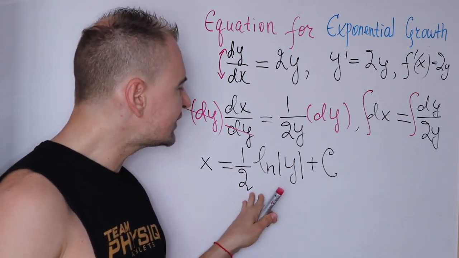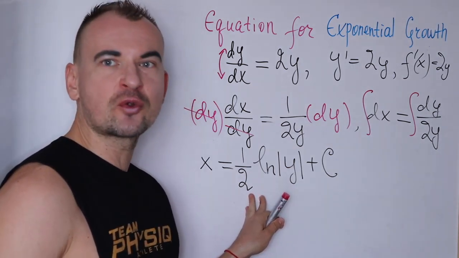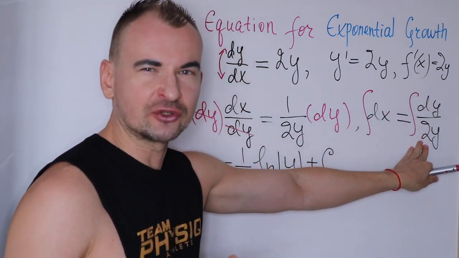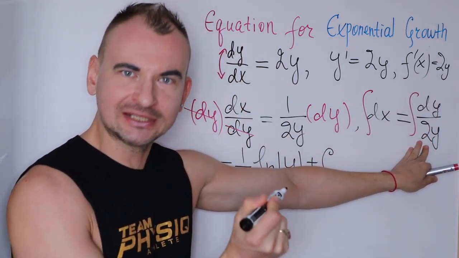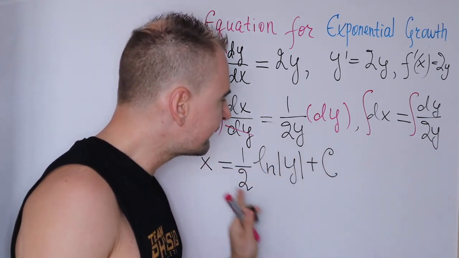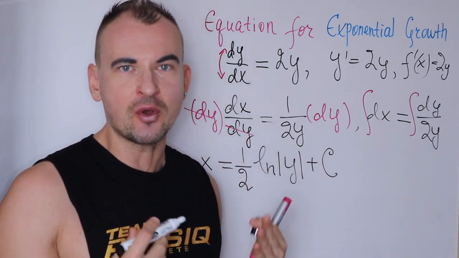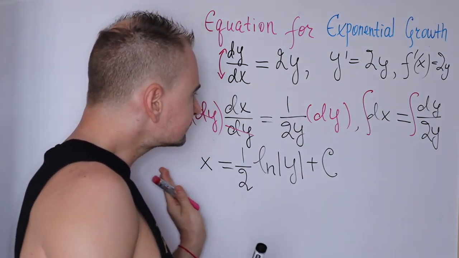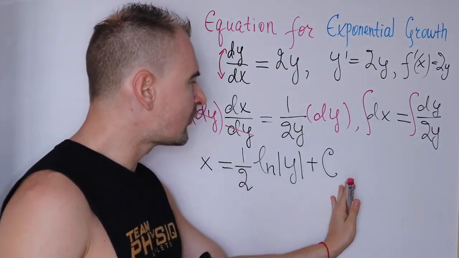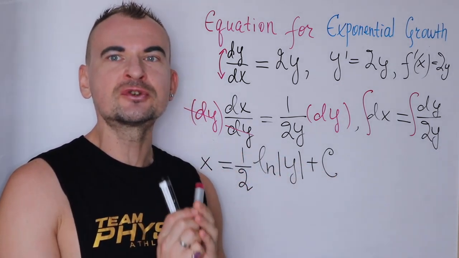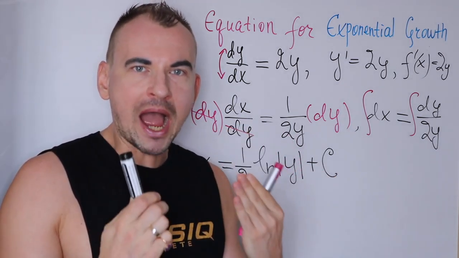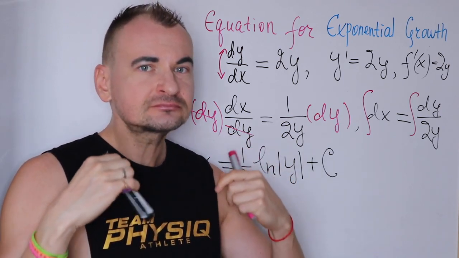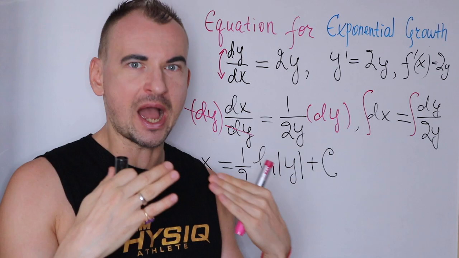So again, this half, this constant comes from over here. So do not forget to pull it out, to take it out, because eventually it affects your final result, your final integral. Now, we are not done yet at this point, and we always want to get y alone. We always want to isolate y.